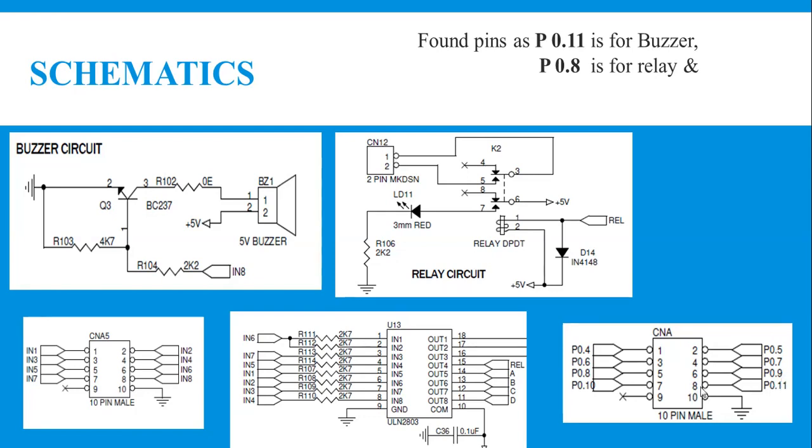In this schematic, the 11th pin of port 0 is connected to input terminal 8, which in turn controls the state of the buzzer. If you send logic 1 via the 11th pin of port 0, the buzzer will be on. If you send logic 0 via the 11th pin of port 0, the buzzer will be off. Okay, this is about controlling the buzzer. So you got one pin, that is the 11th pin of port 0.